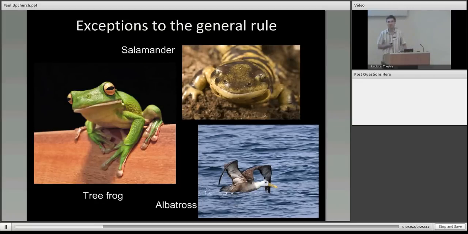We have one major pattern that we'd like to explain. Where does it come from? What controls it? But it's also interesting to think about why we get exceptions to this pattern.